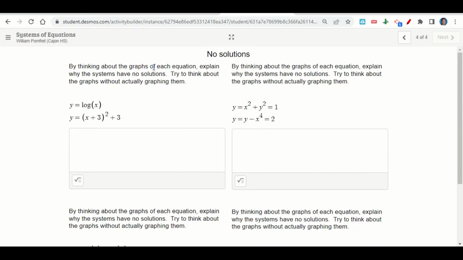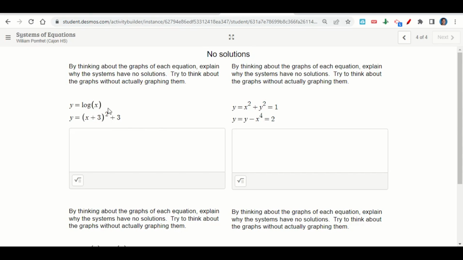So for this one it says, think about the graphs of each of the equations. Explain why the systems have no solutions. Try to think about the graphs without actually graphing them. So we don't want to graph them. We just want to think about what the graphs look like. And maybe you need to graph them. So let's go ahead and try it for the first one.